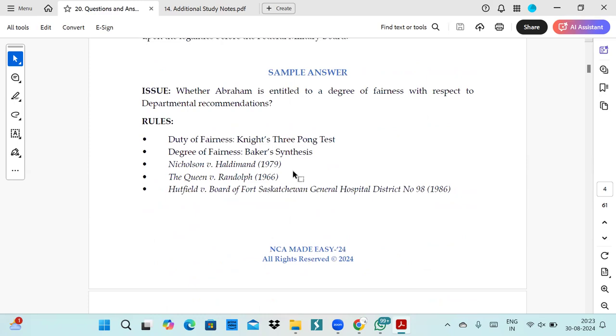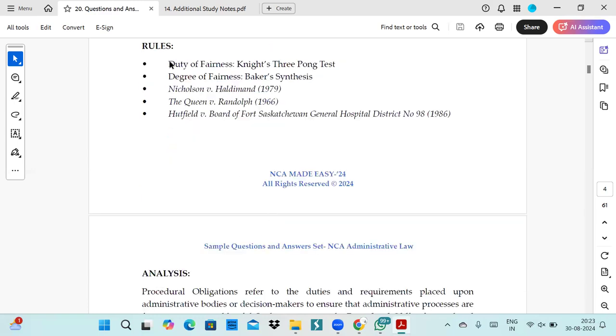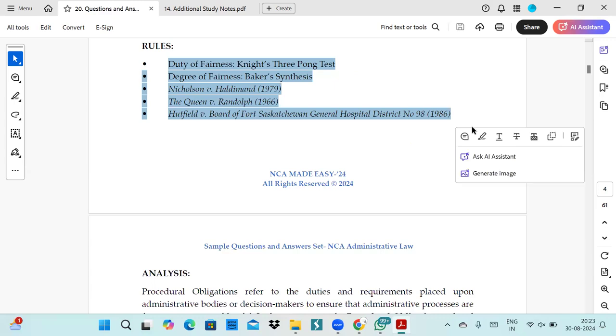So these questions, in the exam, how you can use my materials, I will tell you now. First of all, from start to end, read every question and every answer in this file, because each question has a different aspect. Of course, the major topics are procedural fairness and substantive fairness, but there are slight differences. Now, in this one, we are talking about departmental recommendation, whether it is applicable there. So if this kind of question comes in your exam, you can directly come here and copy the rules, the entire thing.